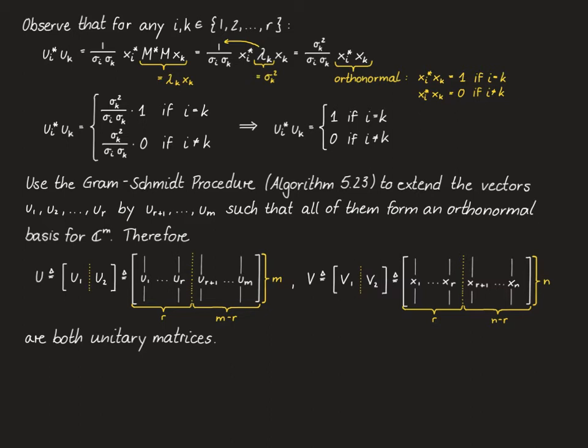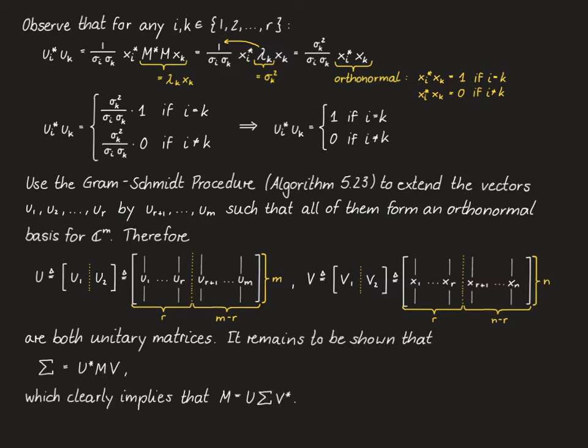Note that we partition the matrices U and V into U1 and U2 and V1 and V2 according to the first r eigenvectors, which correspond to the non-zero eigenvalues of M star M, and the first r vectors u1 through ur, which correspond to the non-zero singular values. And for convenience, we have stated here the dimensions of the partitioned matrices U1 and U2, and also V1 and V2.